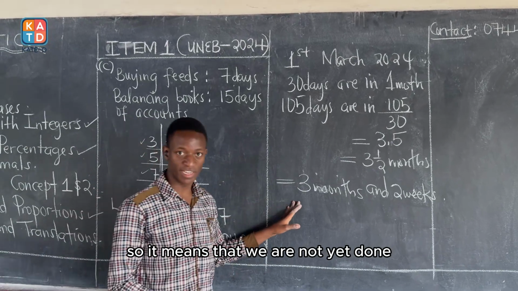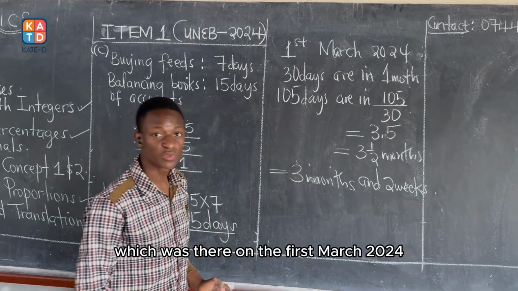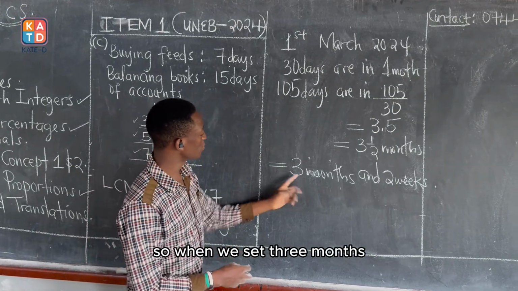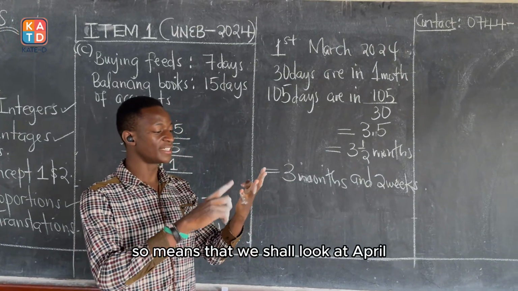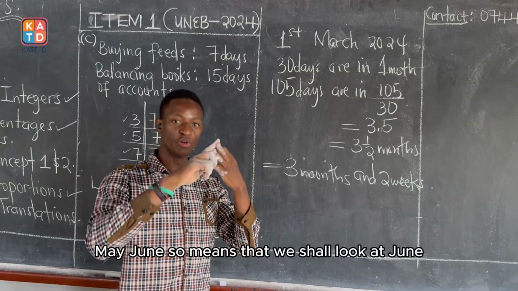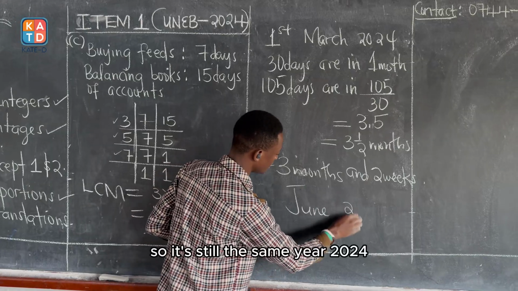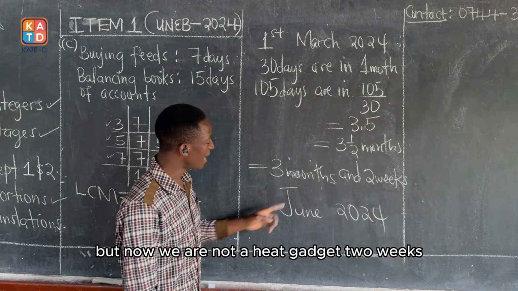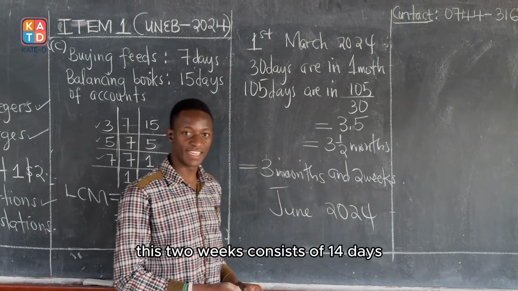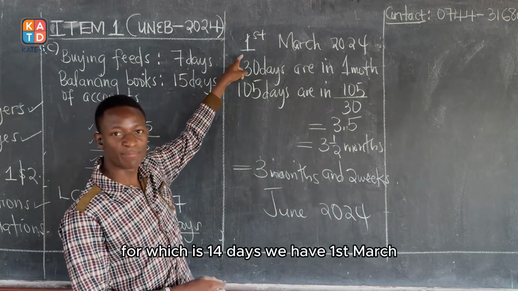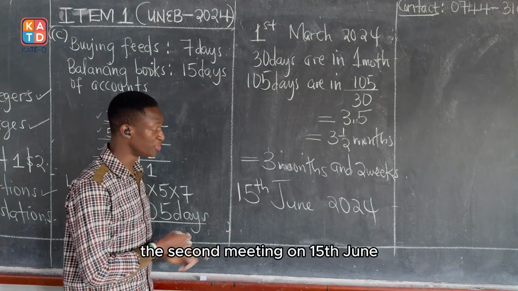So when? Because the question asks us when. So it means that we are not yet done. We need to relate with the first meeting, which was there on 1st March 2024. So when we say 3 months, we get 3 months and add them onto March. So it means that we shall look at April, May, June, still the same year 2024. But now we have not yet looked at the 2 weeks. These 2 weeks consist of 14 days. Of which these 14 days we add to 1st March. It means that we shall be having the second meeting on 15th June.